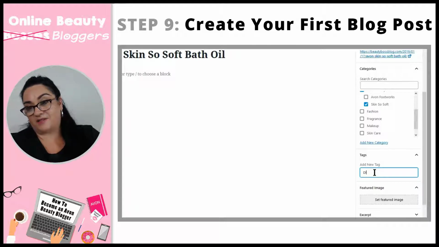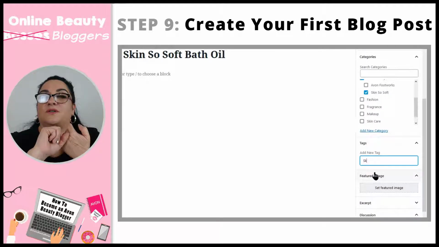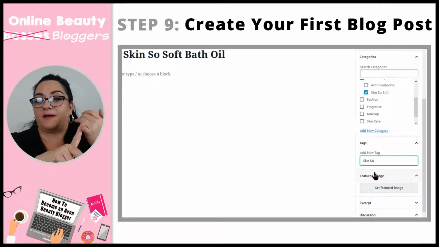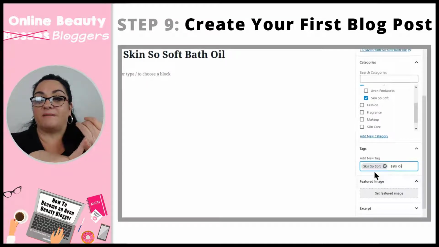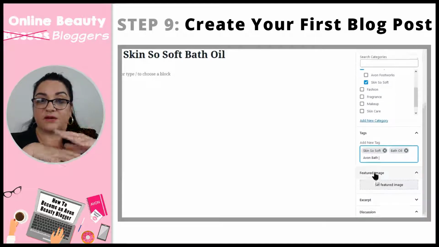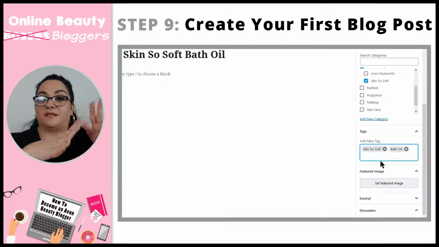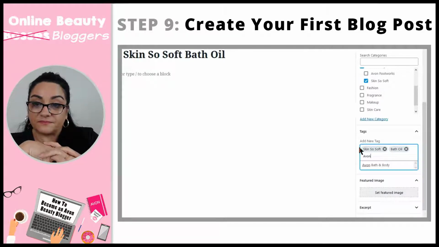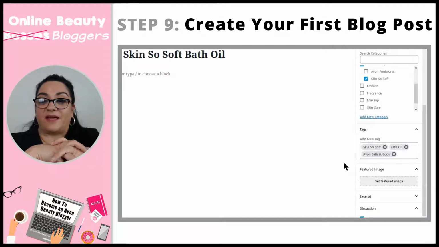And then you can add tags. Now, a tag is basically like a keyword. So if you think of what has to do with Skin So Soft, okay, Skin So Soft would be a tag, and then bath oil would be another tag. So any words that are related to what you're talking about, what's going to be in the content that you're writing. So we have Skin So Soft, Bath Oil, Avon Bath and Body. You can add as many as you want.